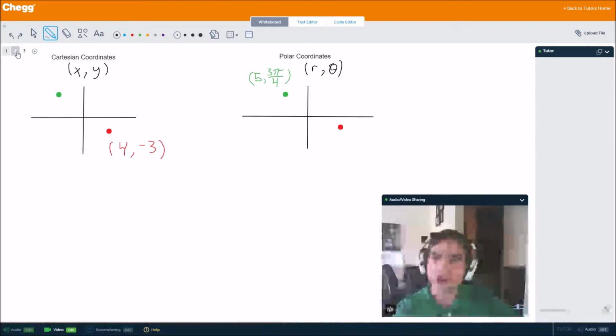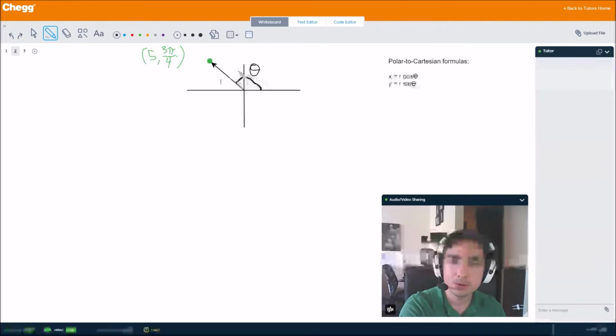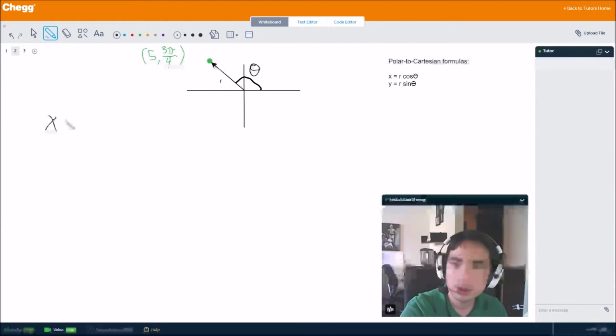So let's go ahead and get started, starting with the green point. As you can see here, in polar coordinates, points are expressed in terms of r, which is the distance from the origin, and theta, which is the angle with respect to the positive x-axis. Now over here I've written the formulas for the conversions. These are the formulas you want to put in your notebook and study before your exams and stuff. So if we go ahead and get started, we can plug in some of these numbers.